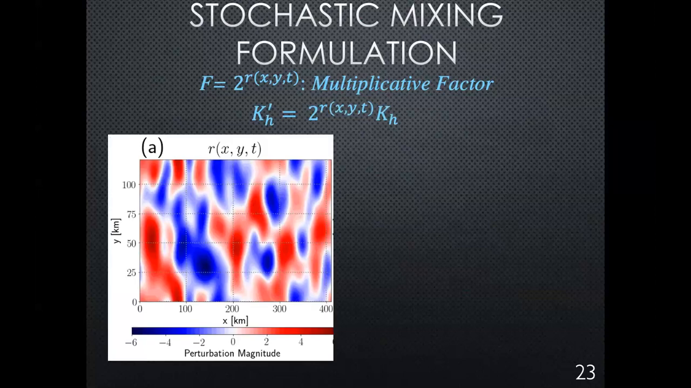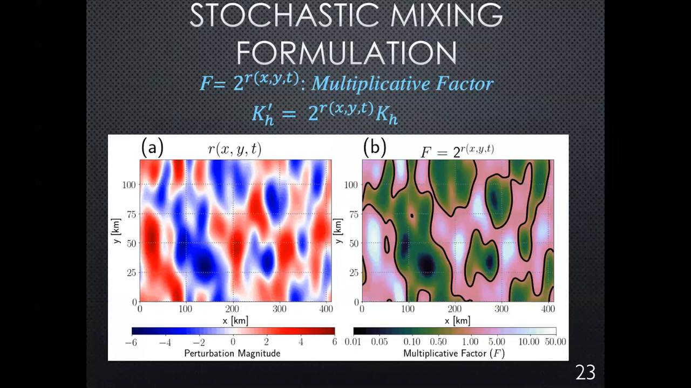So again, we have a spatial distribution of the perturbations. And if we look at the spatial distribution of the multiplicative factor within this domain, we see that we have some regions of reduced mixing relative to whatever the control is, and some regions of enhanced mixing.